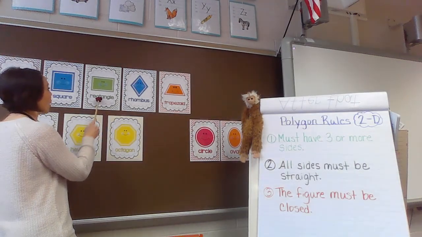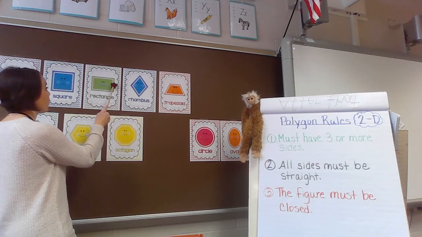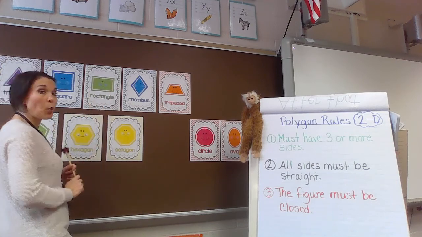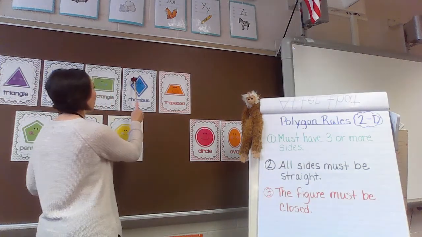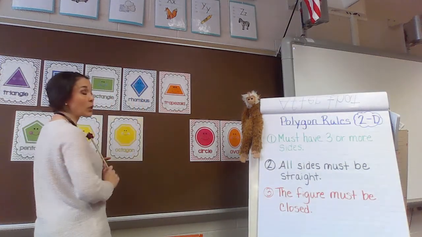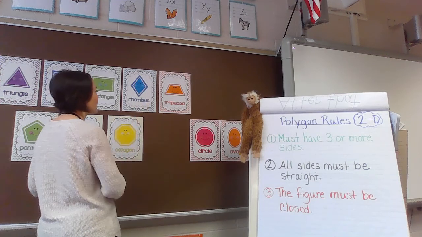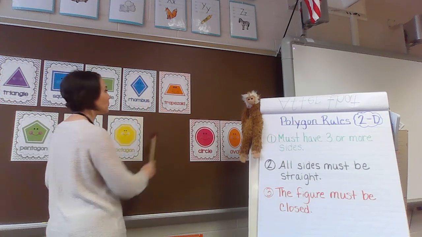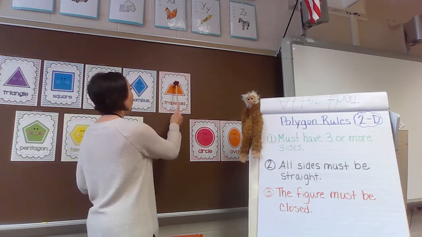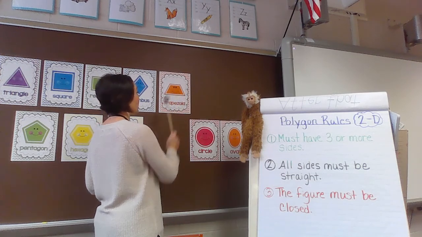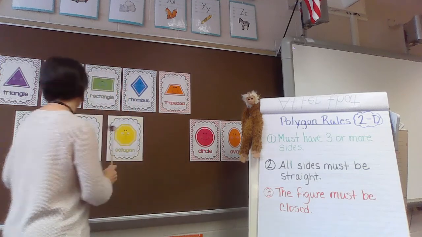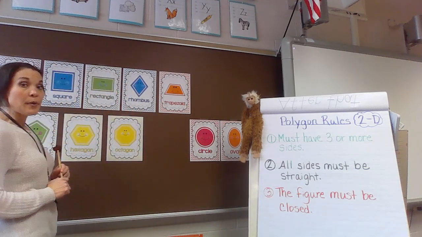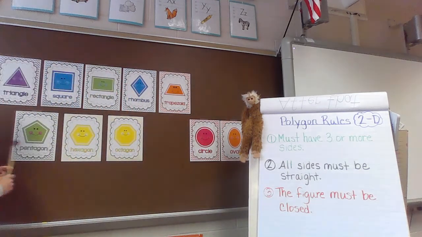Next one is a rectangle. 1, 2, 3, 4 sides. Again, 4 points. Polygon. Rhombus. 1, 2, 3, 4 sides. 4 points. Looking at another polygon. Trapezoid. 1, 2, 3, 4 sides. 4 points. Polygon too.